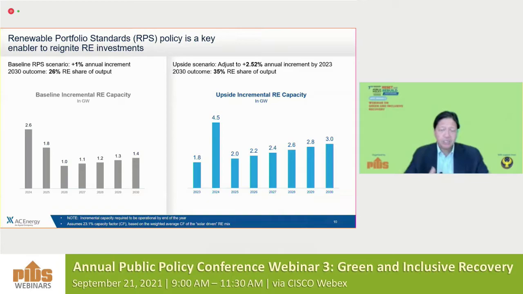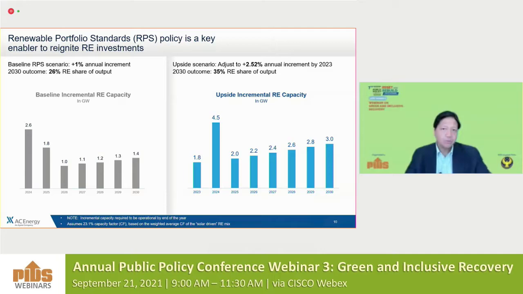And if we make the simulations based on forecasts of electricity growth and so forth, moving that parameter from 1% to 2.52% will now require this kind of build. Again, assuming a 23% capacity factor, on the right-hand side you will see that the country will have to build an incremental 1,800, or 1.8 gigawatts, of renewable capacity. Then it peaks at 4.5 gigawatts in 2024, and then 2 to 3 gigawatts every year thereafter. This is where the cumulative 20 gigawatts of renewables come into play if you just add the numbers on the right-hand side. That would get us to 35% share of output.